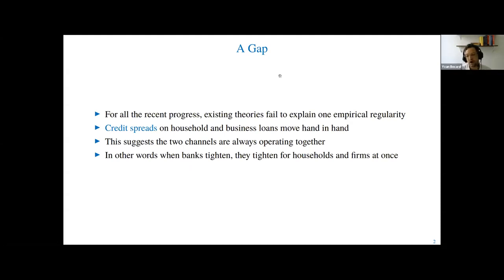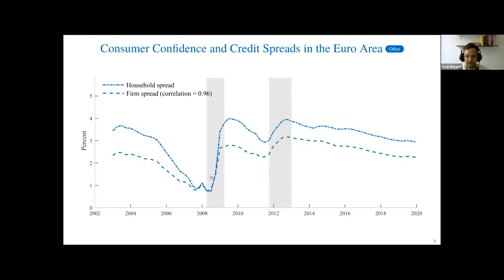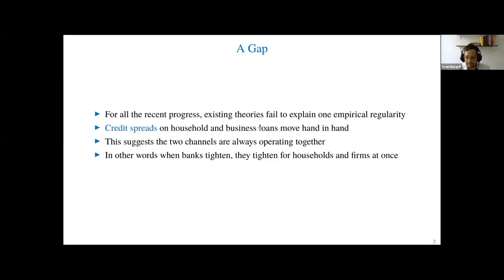Credit spreads are a yardstick for lending conditions, for conditions in the lending market. Because the credit spreads move hand in hand, and you can see, by the way, that they increase in periods of recessions, credit spreads are highly counter-cyclical. And therefore, when banks tighten, they tighten for households and firms at once. This rules out an explanation that looks at the household channel on its own, or the firm side on its own; you miss part of the picture, given that the two are highly correlated.